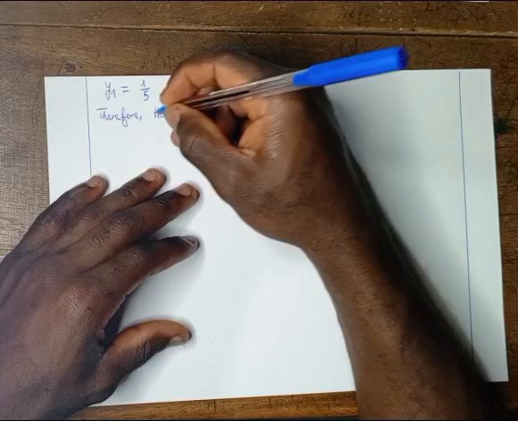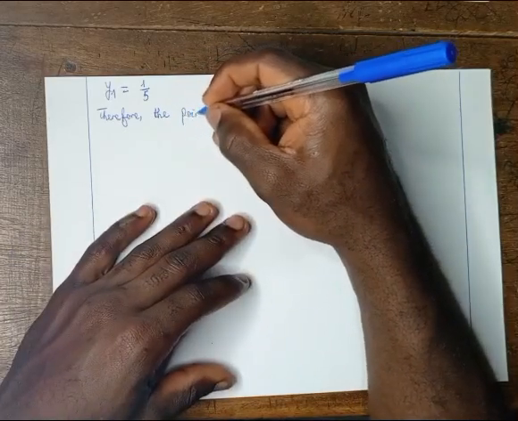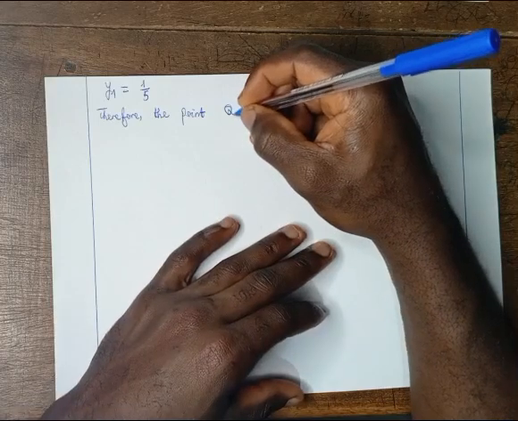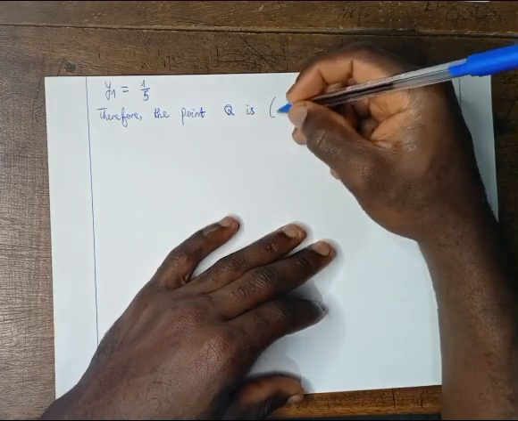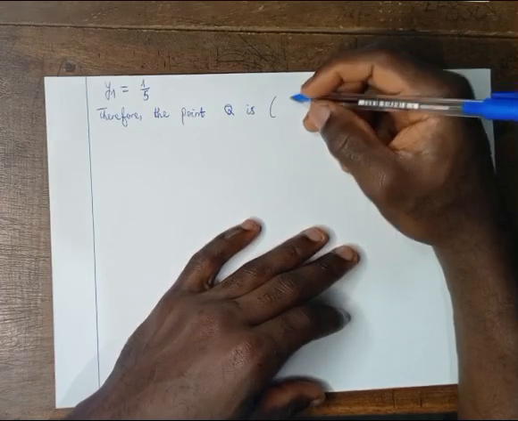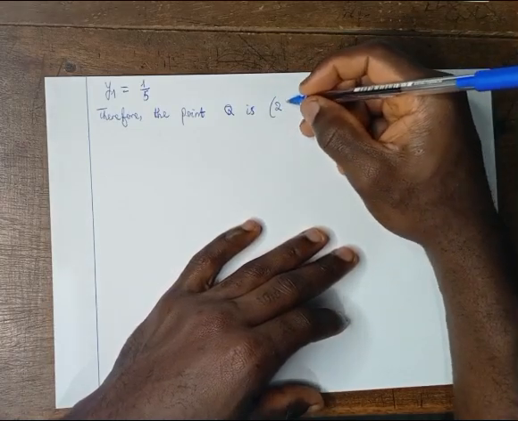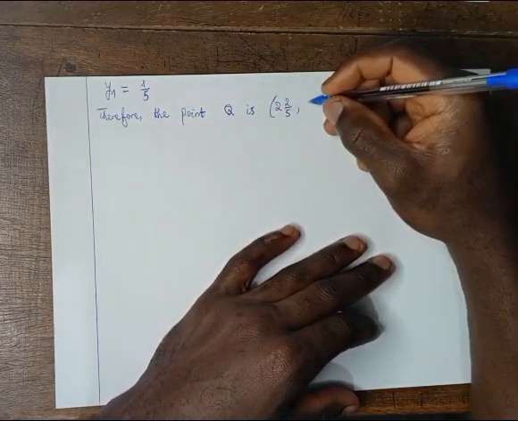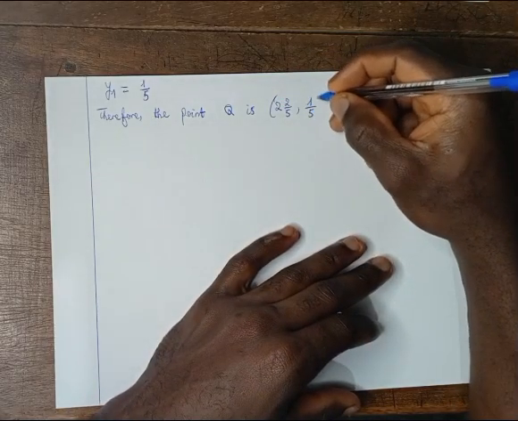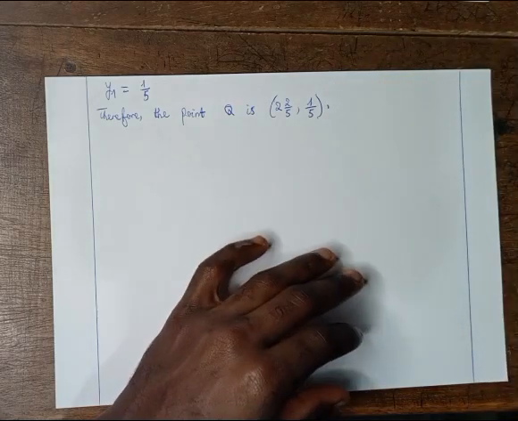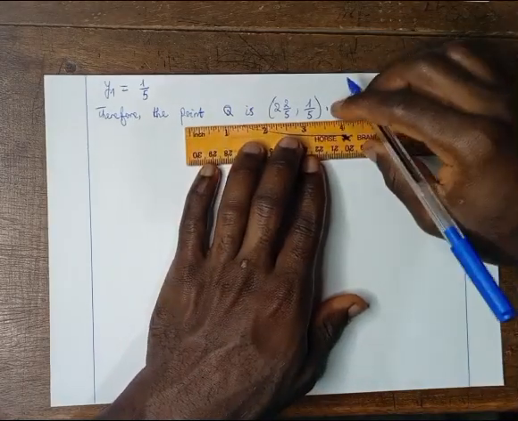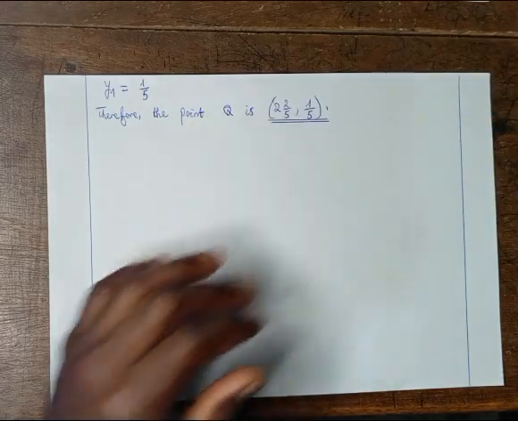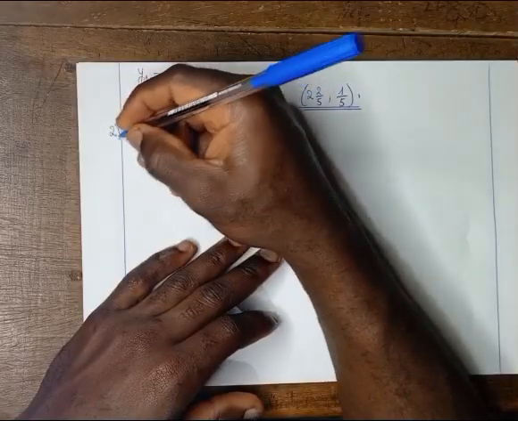Therefore, the point Q is the point Q. The x coordinate is the mixed fraction 2 and 2/5, and the y coordinate is simply 1/5. We underline the point. And we are done. Question 2.